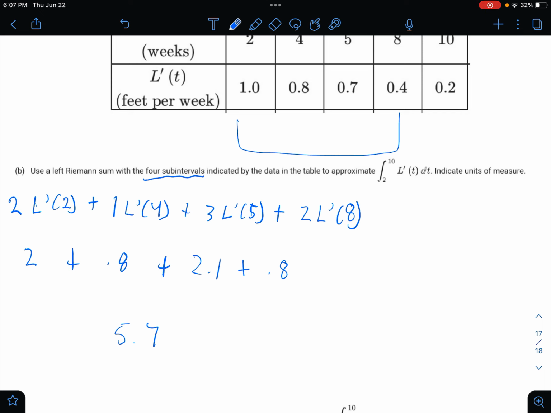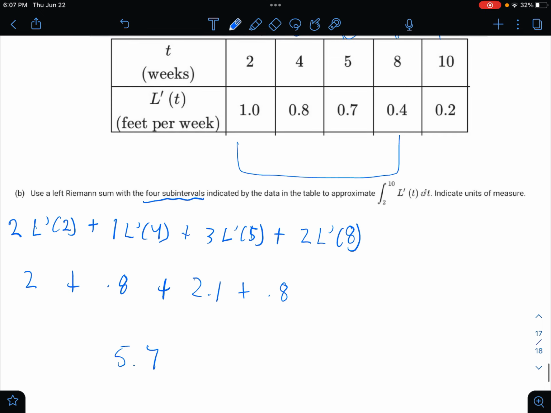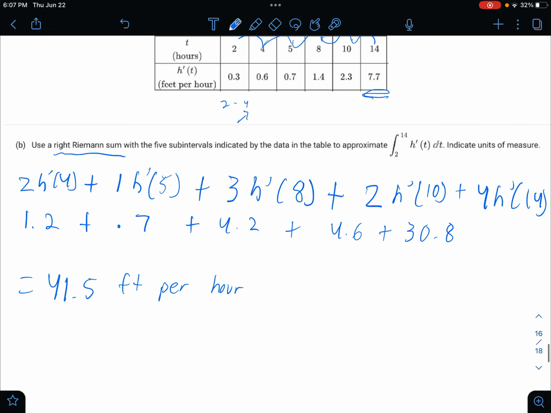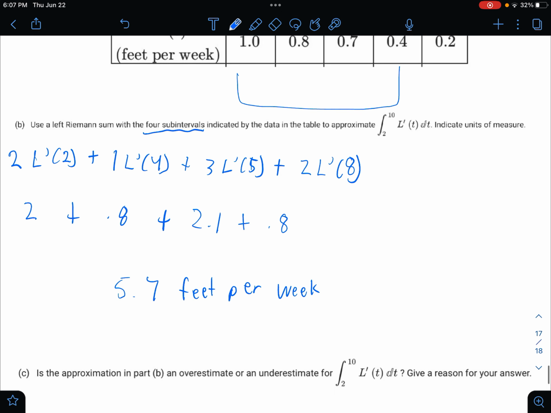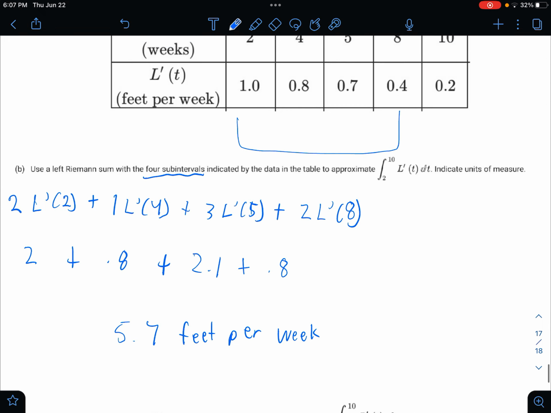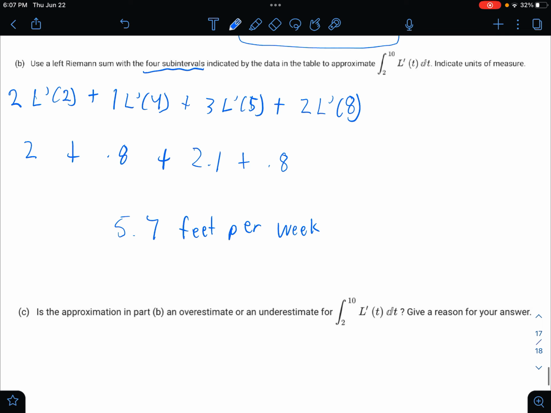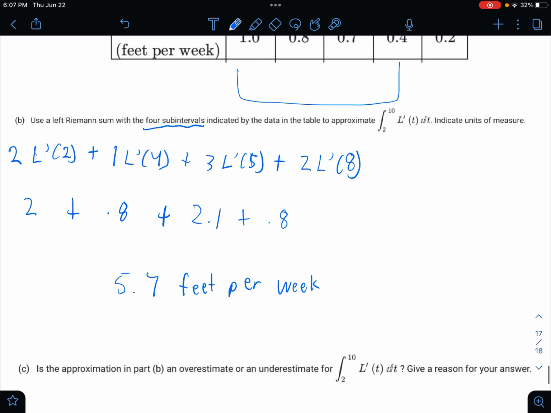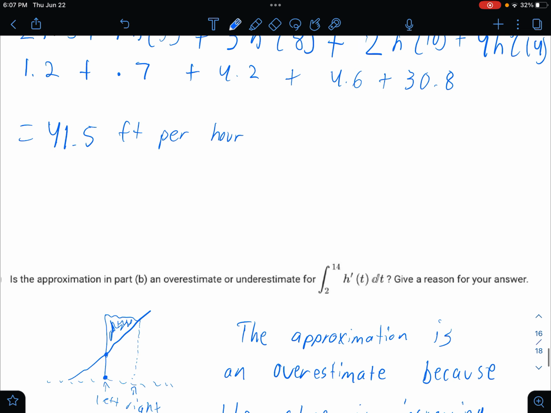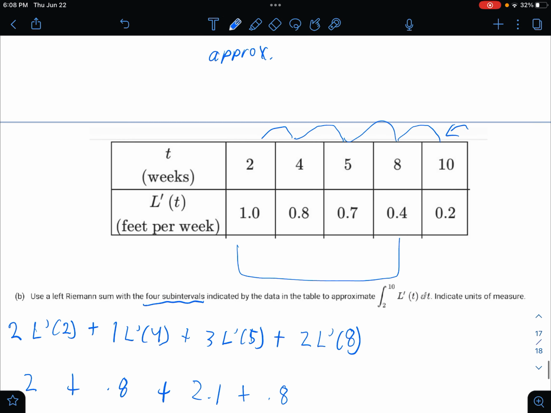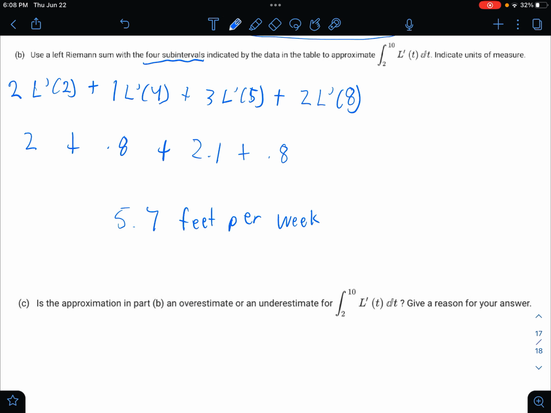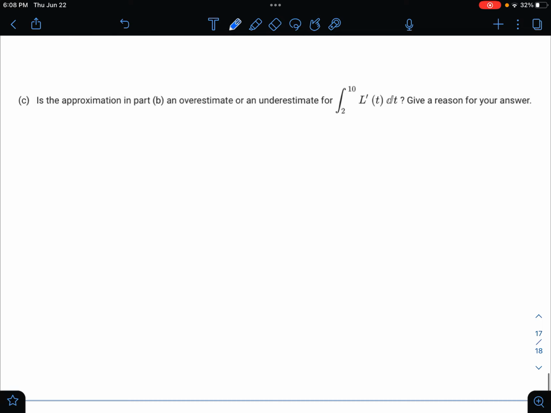5.7 is our final answer. And the units of measure is feet per week this time. Feet per week. Now scrolling up, 41.5 and 5.7. Actually, that's a bad example since they're different questions. So if you got 41.5, you're right. And if you got 5.7, you're doing good. All right, now let's look at the final question.